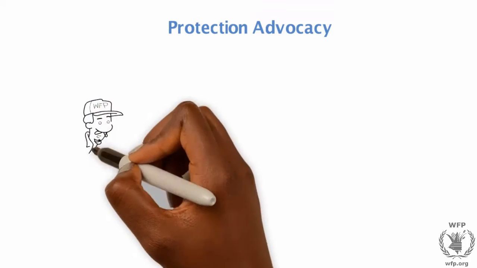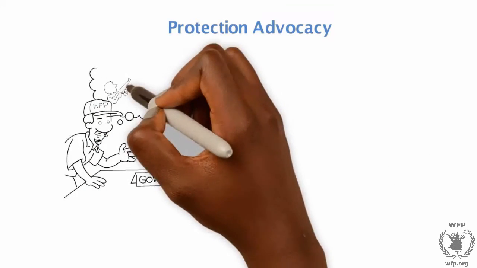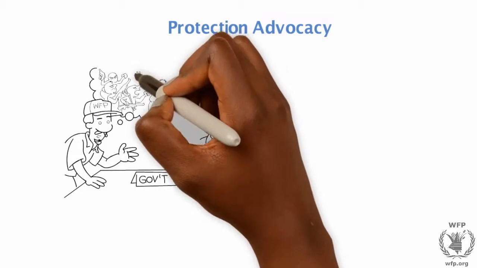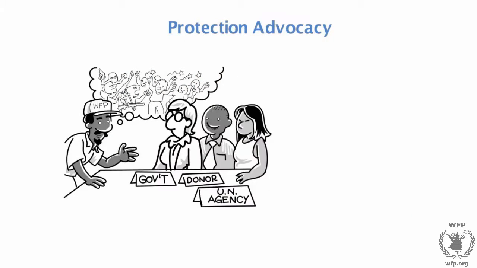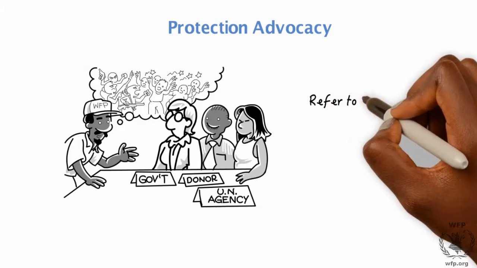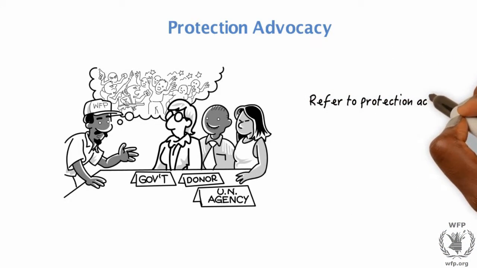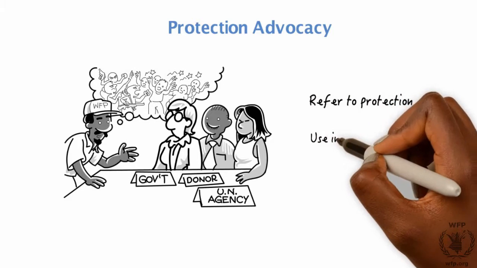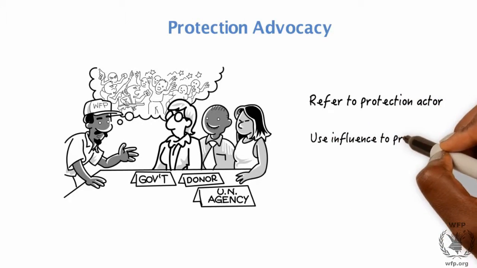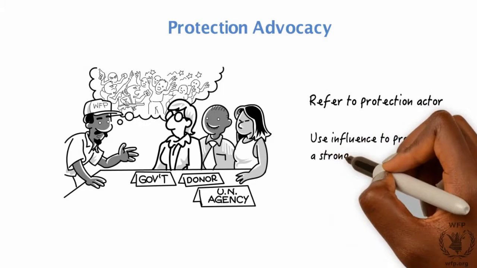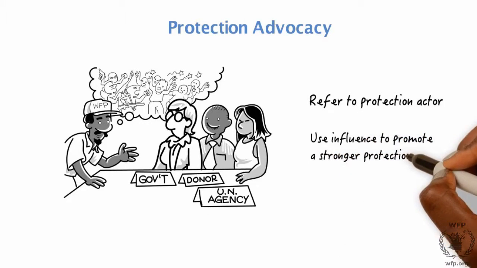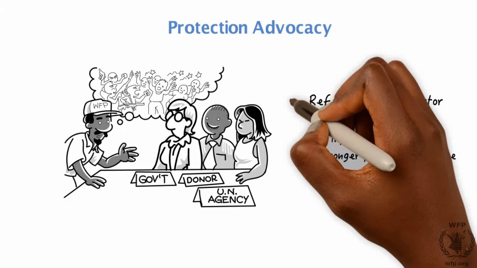Looking beyond our own operations, a final way that WFP can contribute to protection is through advocacy and coordination. WFP's significant field presence means that it is often uniquely placed to observe protection risks in the field. It should refer protection issues to the right actors and, where appropriate, use its influence with governments, donors, and other humanitarian actors, including protection-mandated agencies, to help promote a stronger protection response.